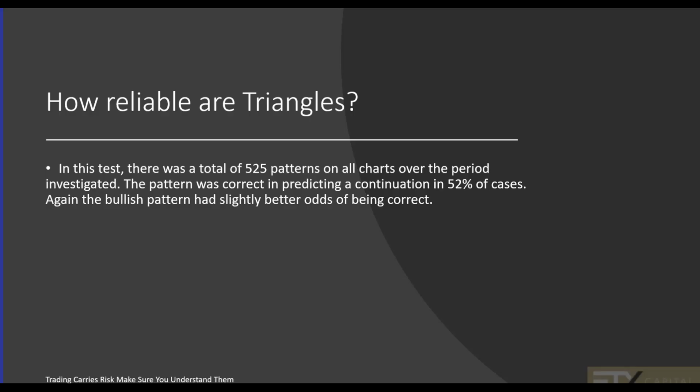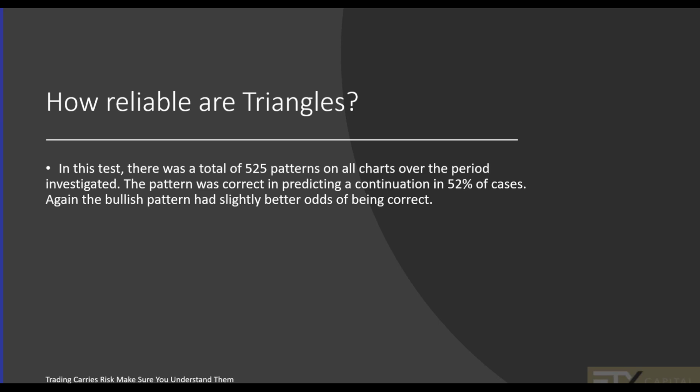So in this test, there were a total of 525 patterns on all charts over the period investigated. The pattern was correct in predicting the continuation in just 52% of the cases. Well, if we were in Las Vegas and we were the house and we just wanted to rake in 2% on every dollar wagered, that's acceptable odds. But when you're the trader, you don't want to bet. You want the odds in your favor.